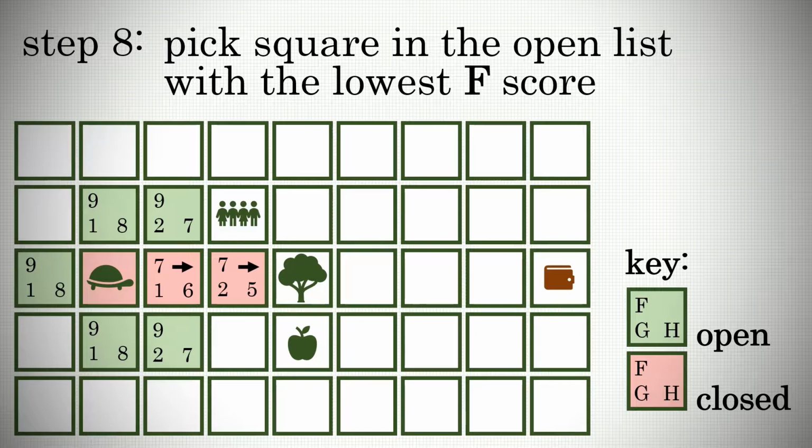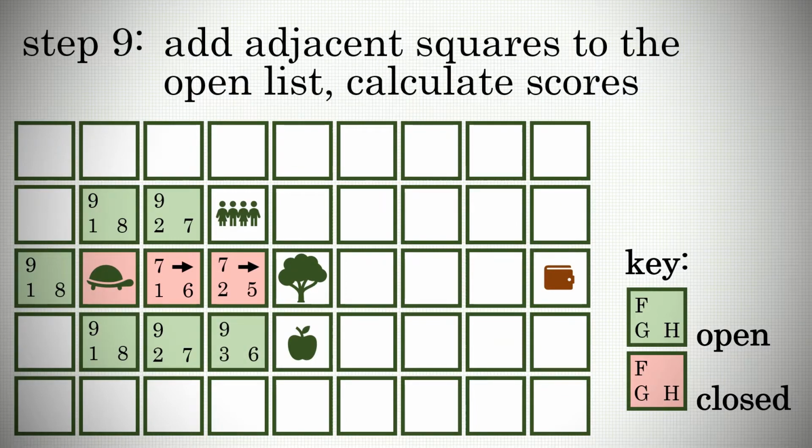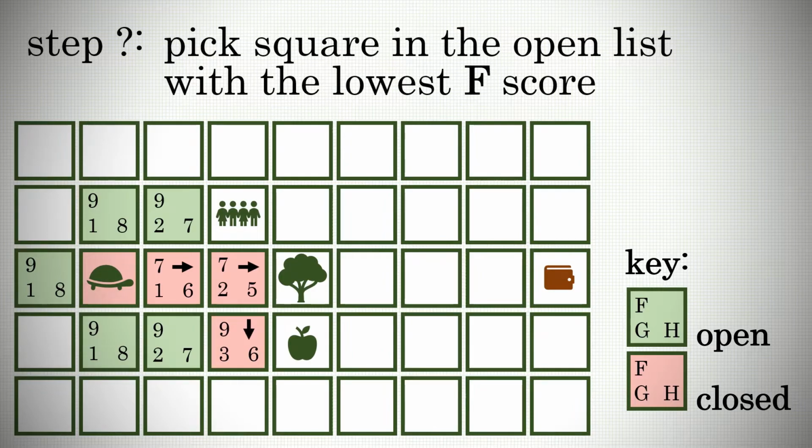Having a bit of deja vu? By the way, if there's 2 or more squares that have tied for the lowest F score, we can just pick the one that was added most recently to the open list. Let's add the squares adjacent to square A to the open list and calculate their scores. Oh my, every single square in the open list has the same F score. Who could have ever seen this coming? Not Todd. No worries, we can just pick the most recently added one.